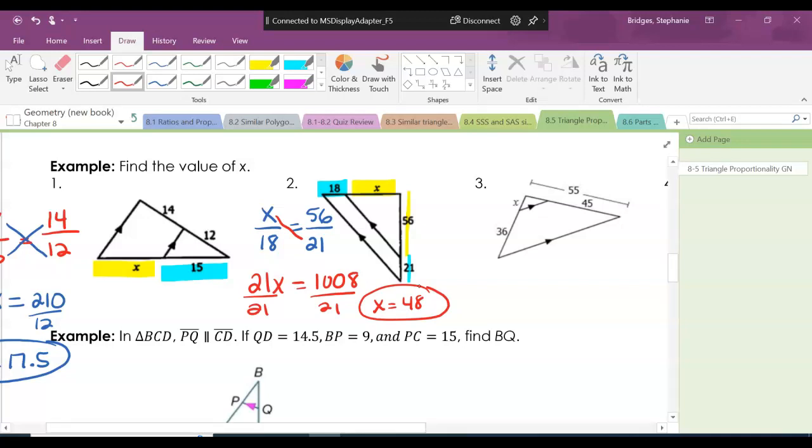Which way did you flip it? You did x over 18 equals 20. If you did 18 over x, then you could do 21 over 56. Is everybody okay with that? All right, let's look at the third one.